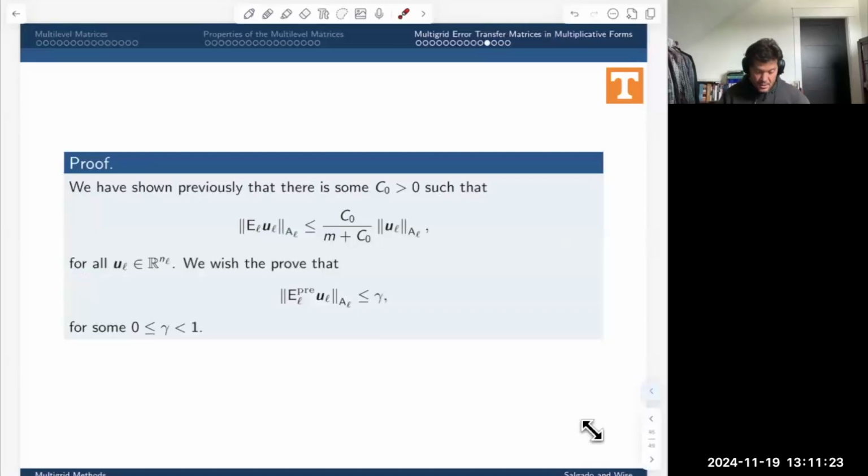Here's the cute little proof. So we showed earlier when we were in chapter 5 that the symmetric V-cycle converged. Okay, so the symmetric V-cycle has the standard error transfer matrix EL. And we showed that in the AL norm, we had this contraction rate.